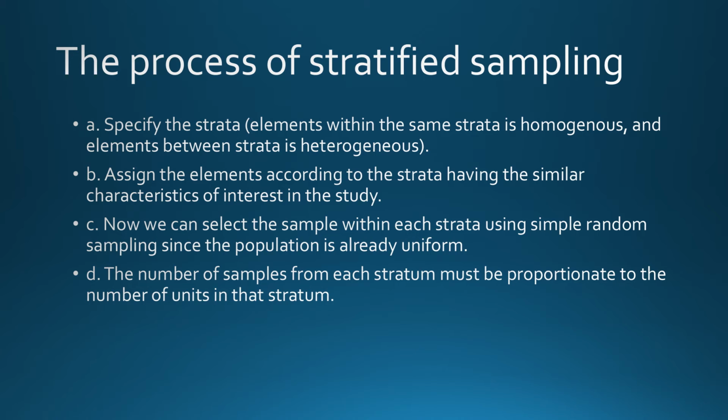The process of stratified sampling. A. Specify the strata, elements within the same strata are homogeneous, and elements between strata are heterogeneous. B. Assign the elements according to the strata having the similar characteristics of interest in the study. C. Now we can select the sample within each strata using simple random sampling since the population is already uniform. D. The number of samples from each stratum must be proportionate to the number of units in that stratum.